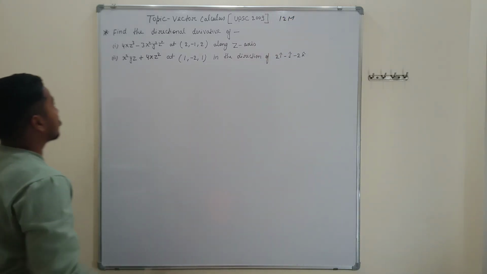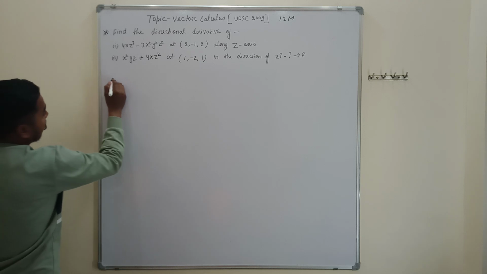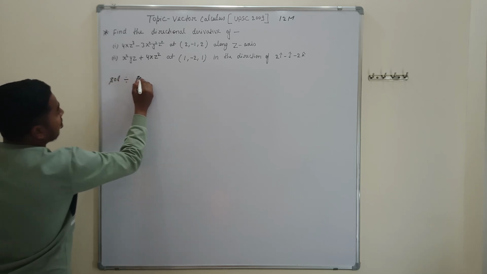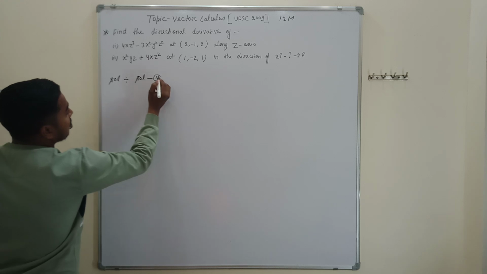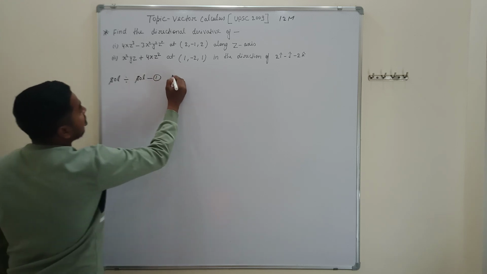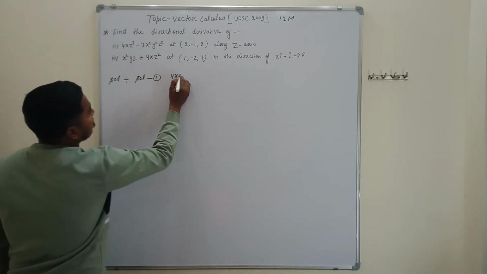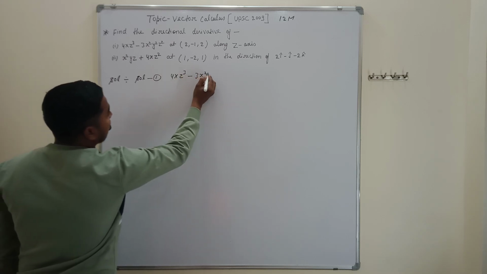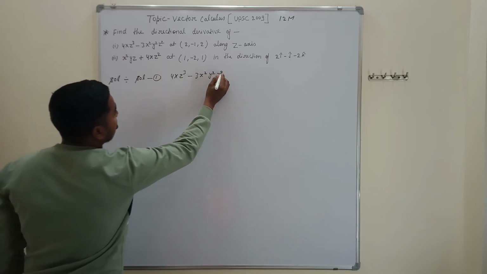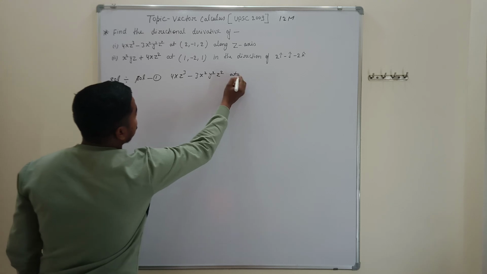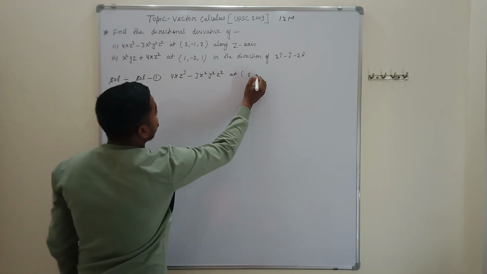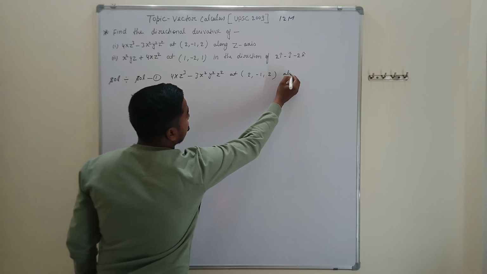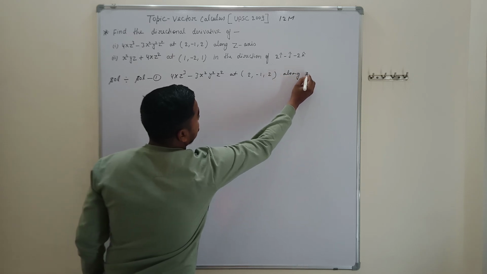First we have to discuss the first problem. Let's solve the problem. Solution of the first. Here given 4xz³ − 3x²y²z² at (2, −1, 2) along the z axis.